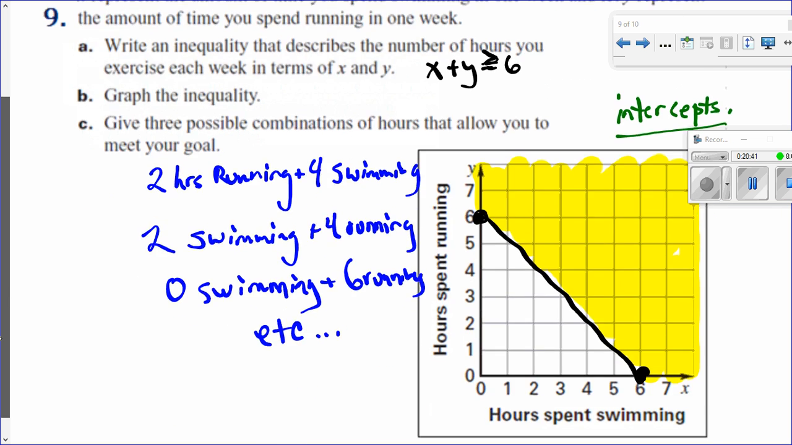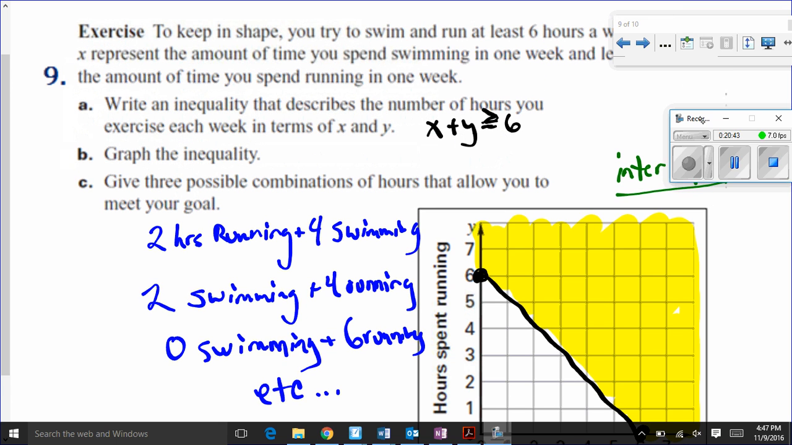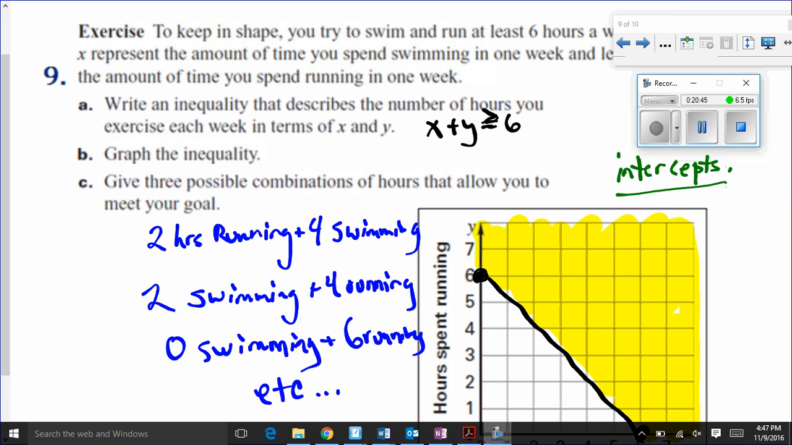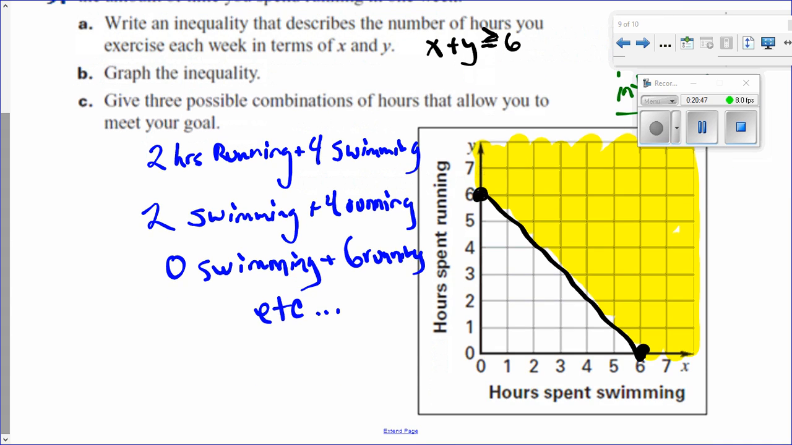Okay, so here we are, we're back. I just wanted to show you a few of the answers that I come up with here. When I went to graph it, for one, I'm using a solid line because everything on this line could also be a possible solution. The inequality is I'm going to combine the number of hours I swim and the hours that I run, and that's going to be greater than or equal to 6. And I highlighted above here because, of course, if I swam 5 hours and I ran 5 hours, that's going to be at least 6.